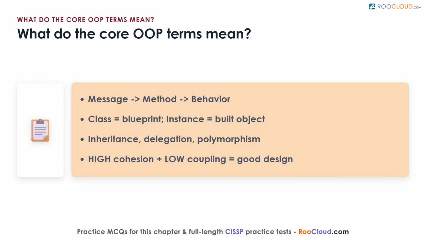Two quality measures round it out. High cohesion means a class's methods share a clear common purpose, which is good design. Low coupling means objects depend little on each other, which makes them easier to fix and update.